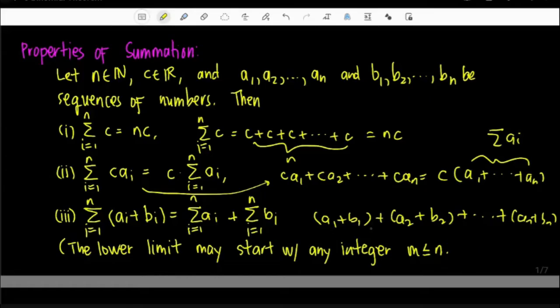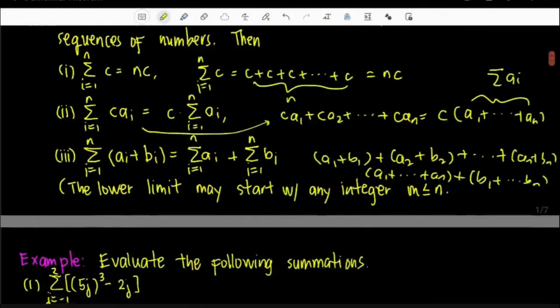So you can collect the a_i's in one sum and the b_i's in the other. So the first sum is the summation of a_i while the second sum is the summation of b_i. Of course, the lower limit may start with any integer m less than or equal to n. So it doesn't necessarily have to start with 1.